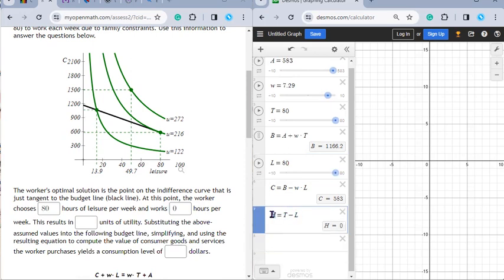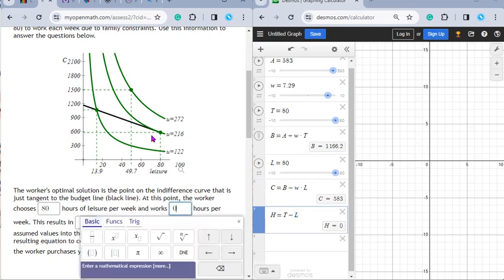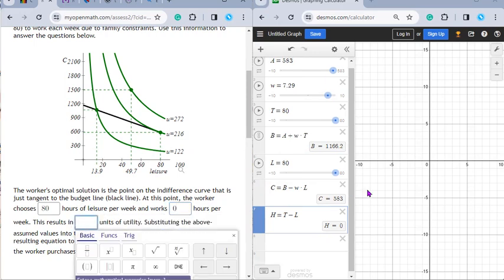leisure or work, right? So if she's got 80 hours budgeted for work or leisure, and she chooses 80 hours of leisure, she is basically choosing not to work, right? And that results in a utility level of 216 because this utility equals 216, that's the value of utility all along this curve, right? So utility is 216.